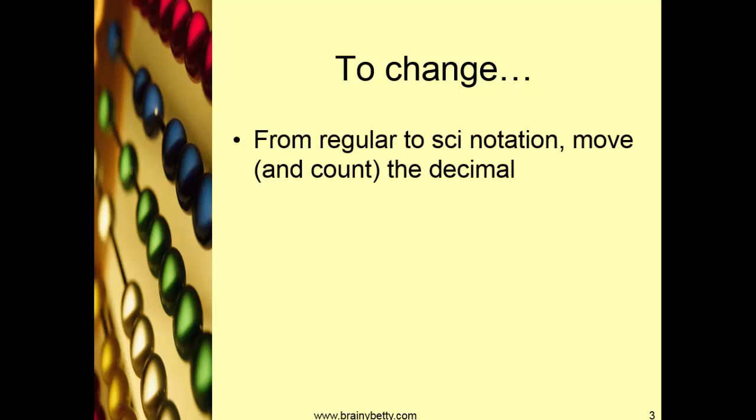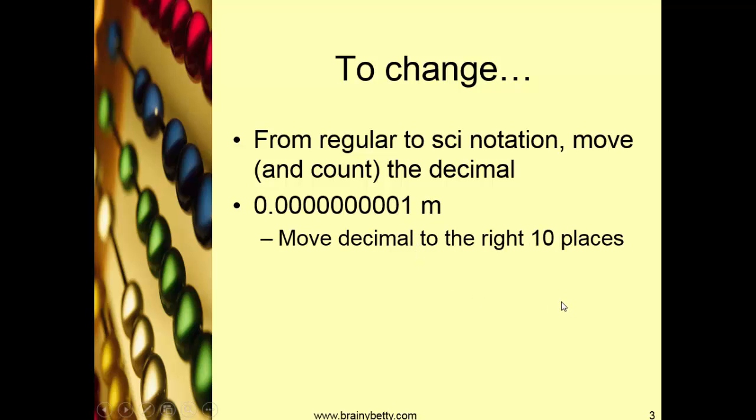To change from a regular number to scientific notation, you move and count the decimal. You want to move it so that there's only one digit left in front of it. So, for example, with our wavelength of an X-ray, we would move the decimal 1, 2, 3, 4, 5, 6, 7, 8, 9, 10 places. You want to move the decimal so that there is one number in front of it. Move the decimal to the right 10 places, and then when you write this number in scientific notation, it becomes 1 times 10 to the negative 10th.